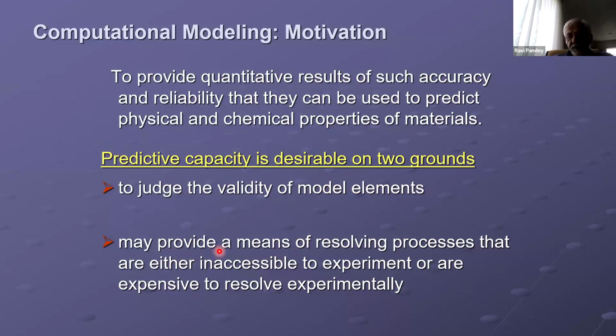And there are two ways. Experimentalists have these properties, they observe them, but they don't know what is causing them. So we can help them to understand those observed properties, or if they are inaccessible to experiment, we can go on and predict those properties.